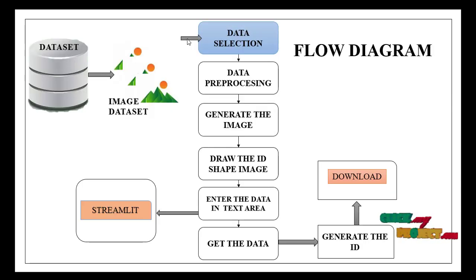This is the flow. From the dataset, we want to select one image, pre-process it and generate the image. Draw the ID shape in that image. Enter the data in the text areas. The user gets the data. After getting the data, we want to generate the ID and download it.